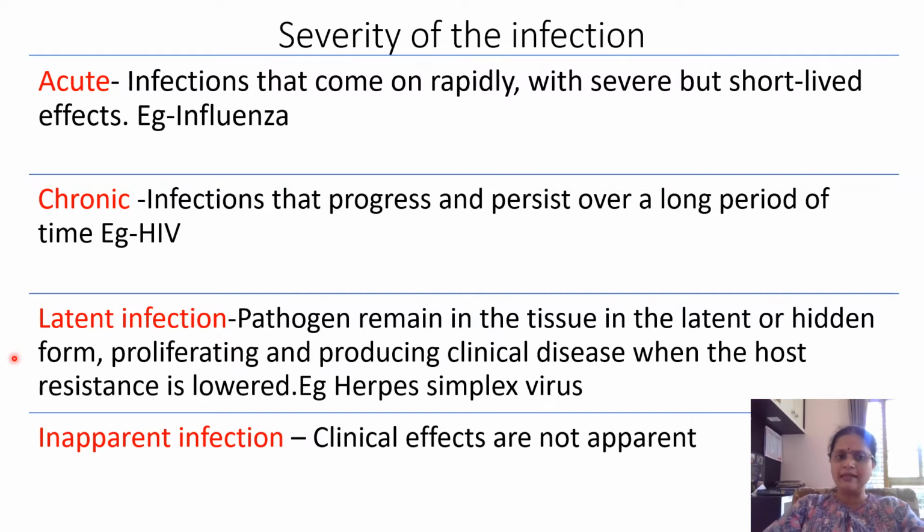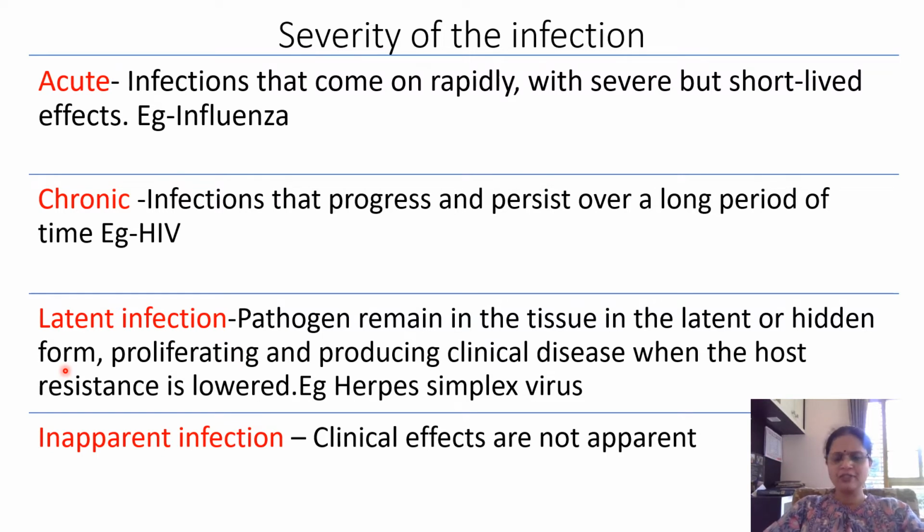The next one is a latent infection. The pathogen remains inside the tissue in the latent form for a long period. Slowly it will be proliferating and producing clinical disease when the host resistance is lowered. So it is almost like chronic infection, but the difference is that this organism would have entered inside the body and it will be present in the body silent for a long period of time.